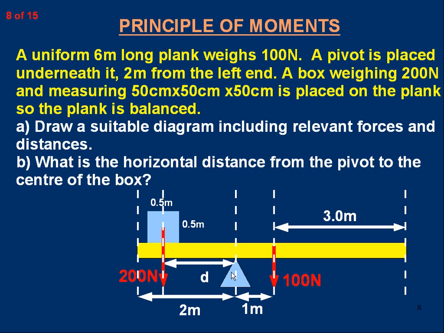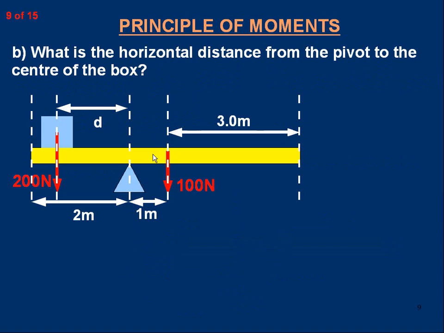Well, how do we do that? Let me redraw the diagram a bit bigger. I've moved D, the arrow for D, up a bit just to make it clearer. It's the same diagram. So, the thing is balanced. Let's use the principle of moments. Let's take the clockwise moments and say it must be equal to the anti-clockwise.